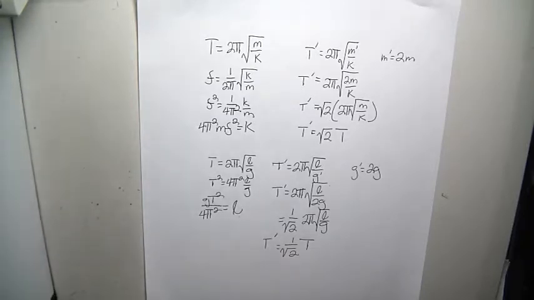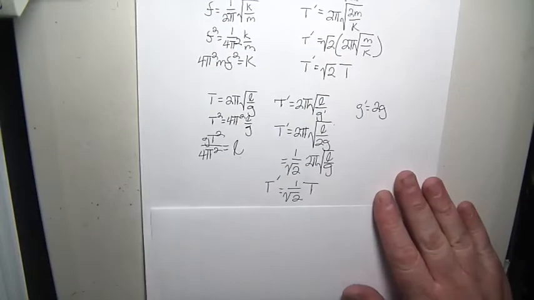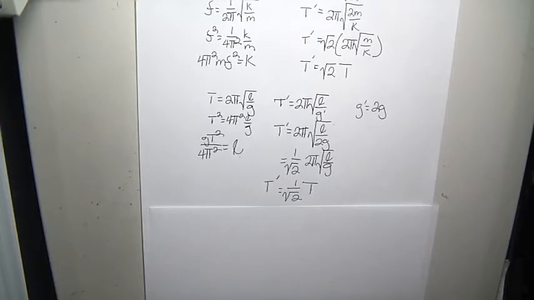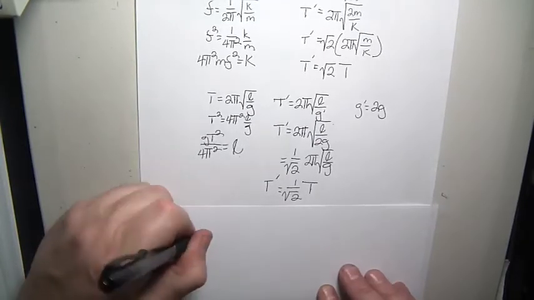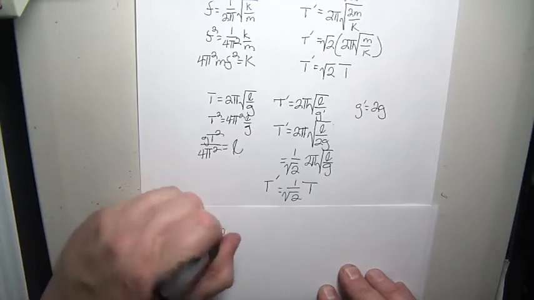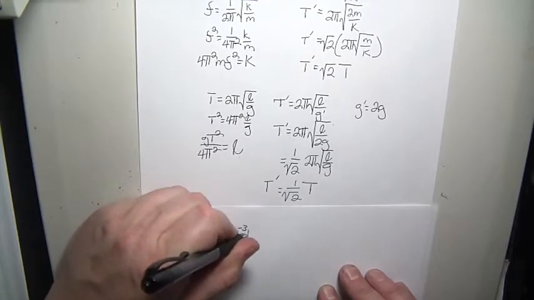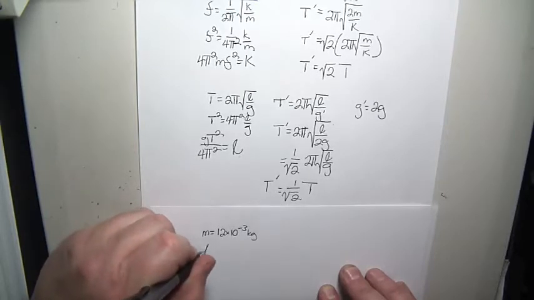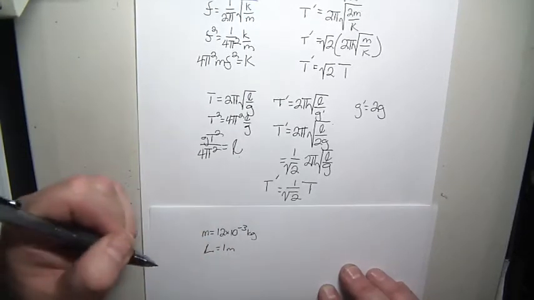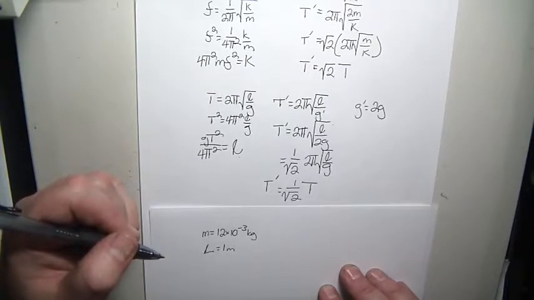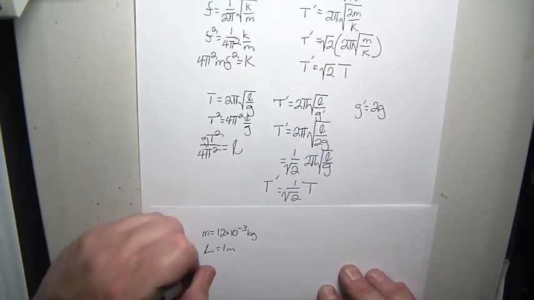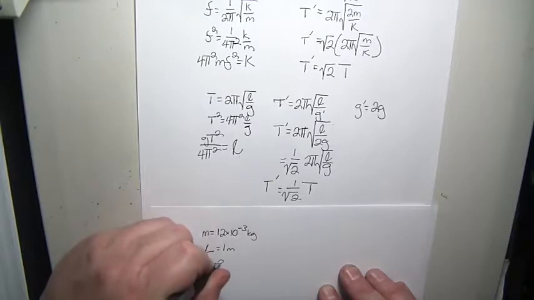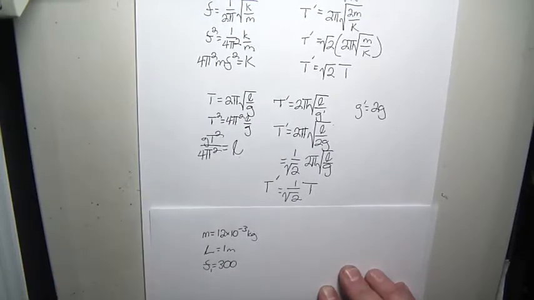To number 3. A 1 meter long guitar string weighs 12 grams. M is 12 times 10 to the negative 3 kilograms. L is 1 meter. Its fundamental frequency is 300 hertz. So F1 is equal to 300. That 1 designates its N value.